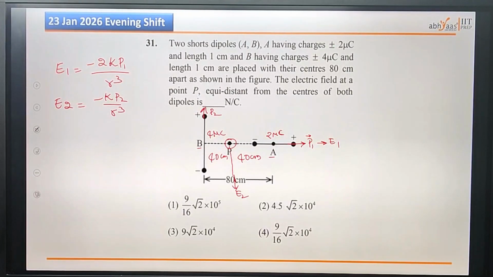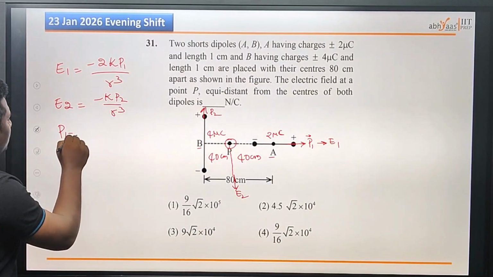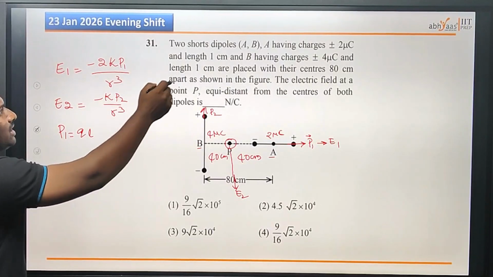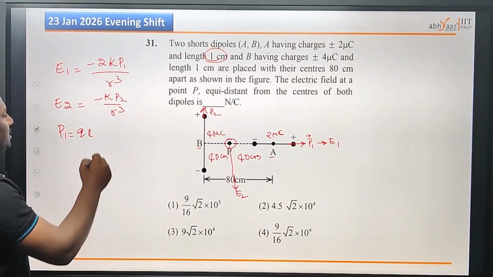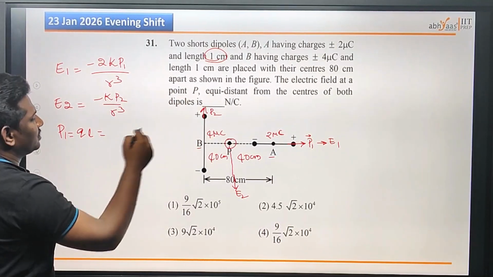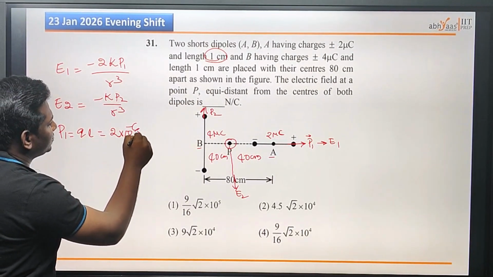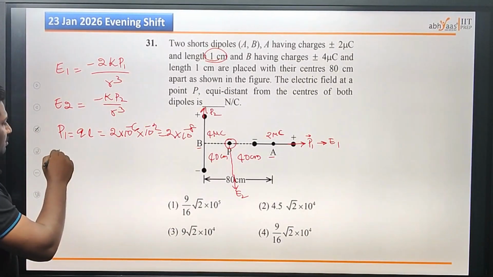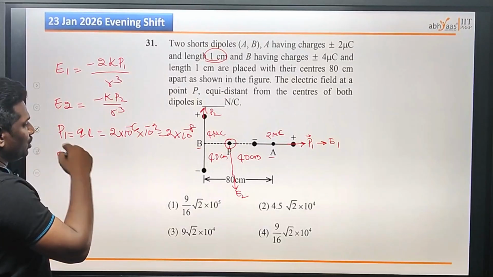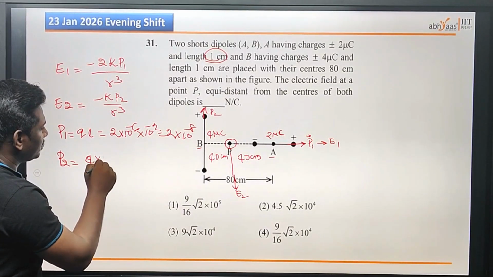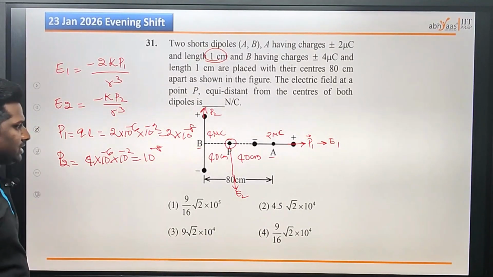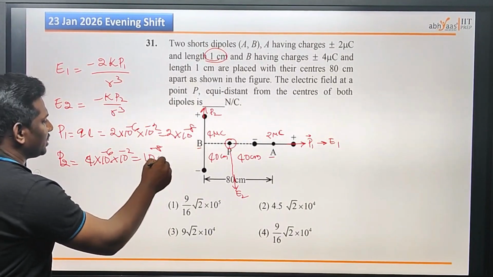Okay, so see, what is P1? P1 can be written as Q into distance, that is nothing but length. What is length here? 1 centimeter. So find Q1. 2 into 10 to the power minus 6 into 10 to the power minus 2, you will get 2 into 10 to the power minus 8. So similarly, P2 can be written as Q into L, that is nothing but 4 into 10 to the power minus 6 into 10 to the power minus 2, you will get 4 into 10 to the power minus 8.